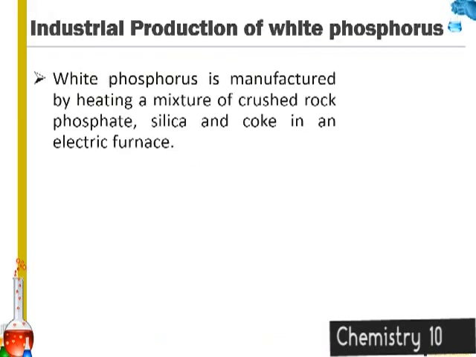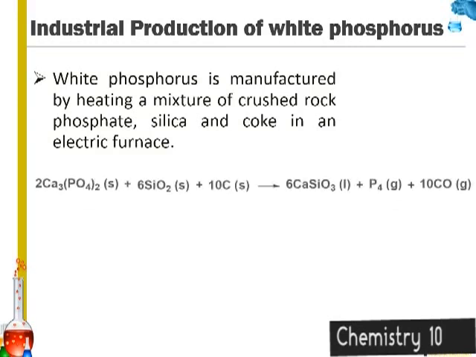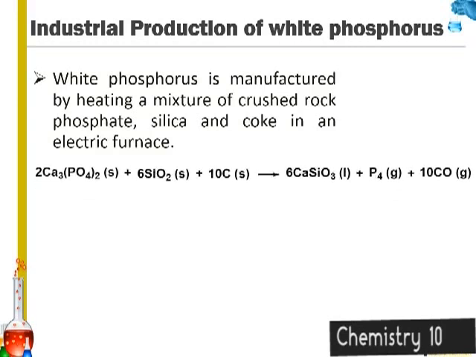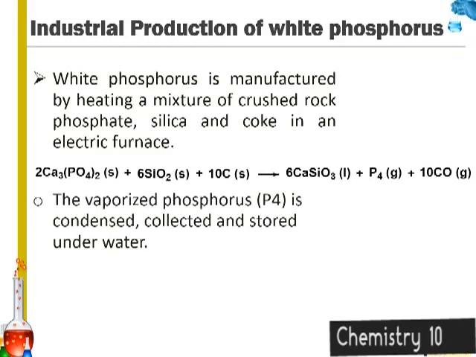In order to industrially produce white phosphorus, a mixture of crushed rock phosphate, silica, and coke is heated in an electric furnace. The vaporized phosphorus is condensed, collected, and stored underwater because it is highly reactive.